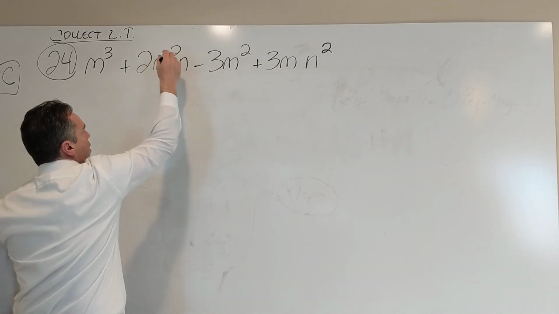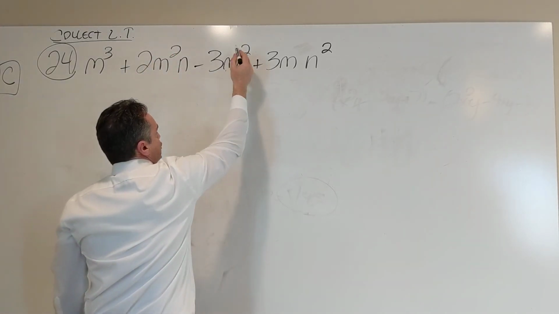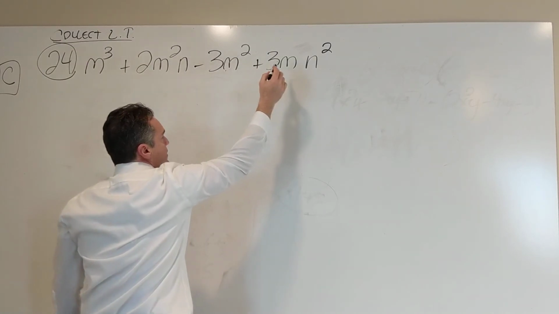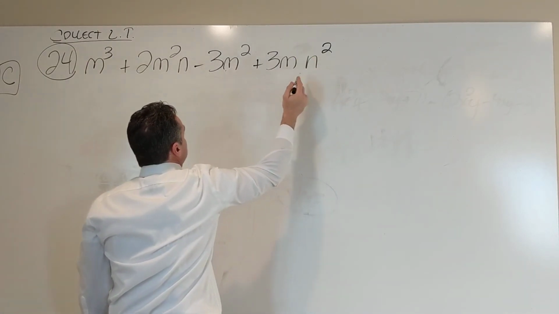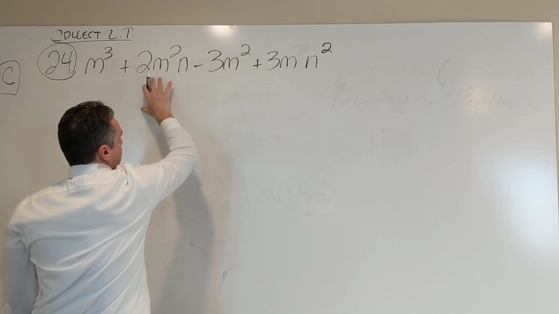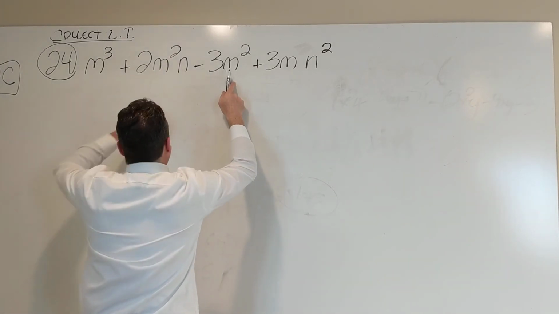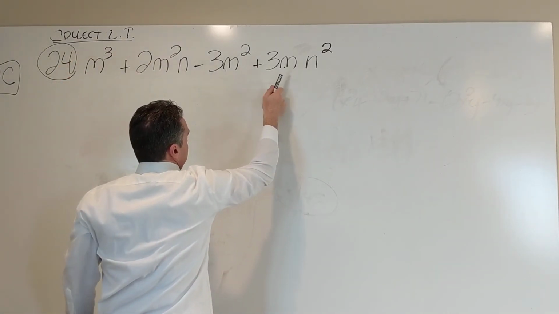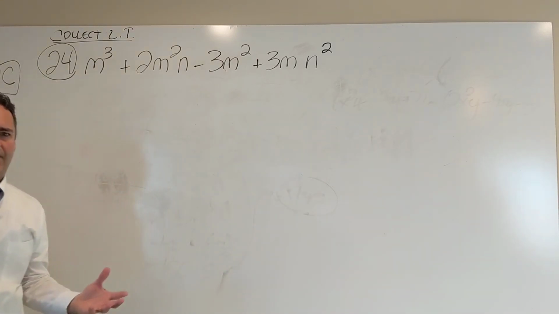And then I have m squared n. Is this an m squared n? It is not. Is this an m squared n? It is not, okay? So we're beginning to see there's nothing like that. And then we have an m squared. We already know those aren't them because we've looked. That's not an m squared. So we have no like terms up here, okay?